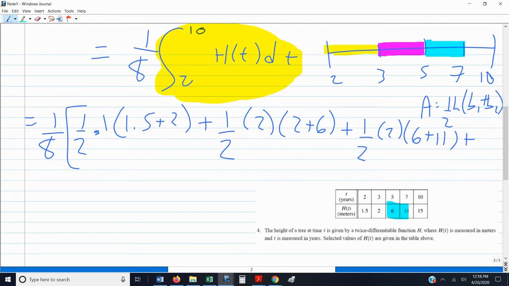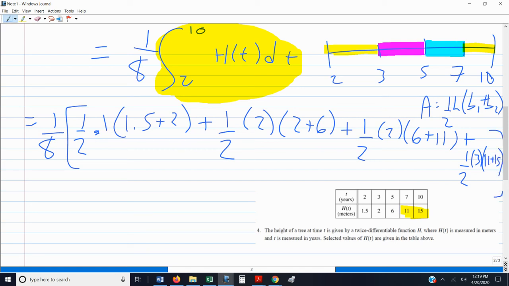So the very last one, of course, I'm slightly out of space, is 1/2. This height is going from 7 to 10. So that would be 3. And then in parentheses, what are the bases of that trapezoid? 11 and 15.